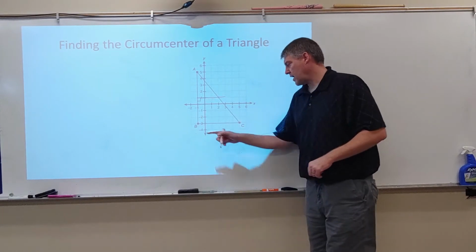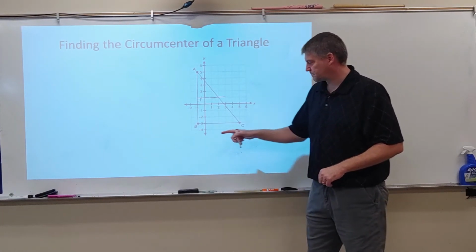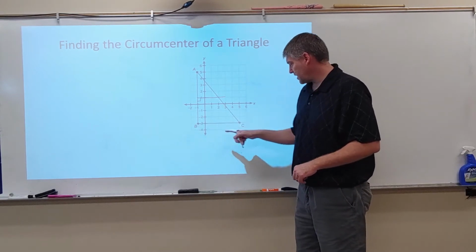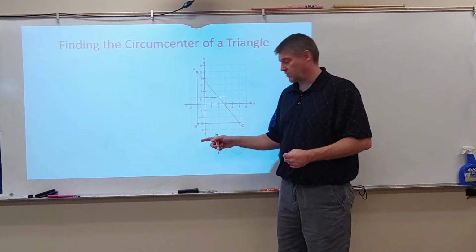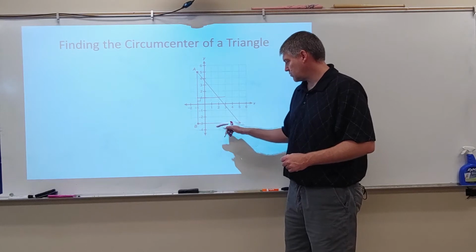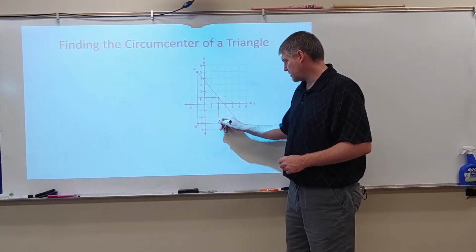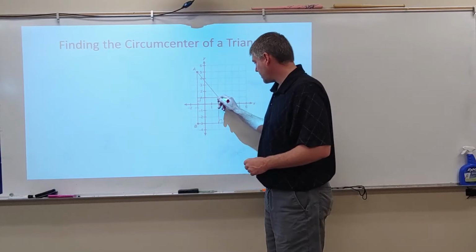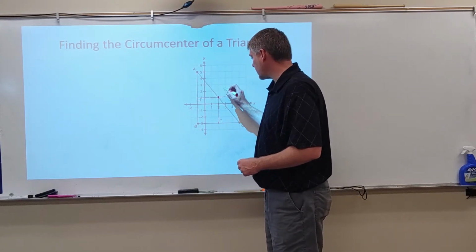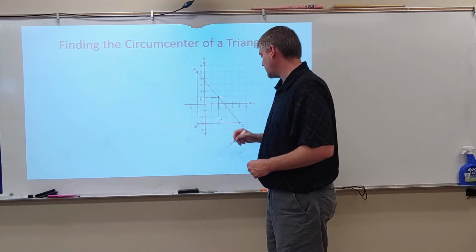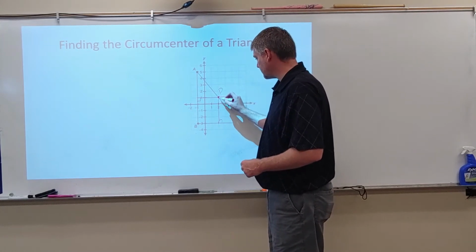Now I'm going to go from B to C. B to C, from -1 to 5, is 6 units long, so I go up 3: 1, 2, 3. Here's my perpendicular bisector. They're going to intersect right there. So this right here is my circumcenter, and I'm going to label that as D.